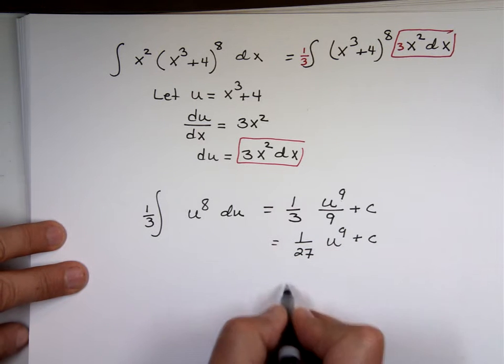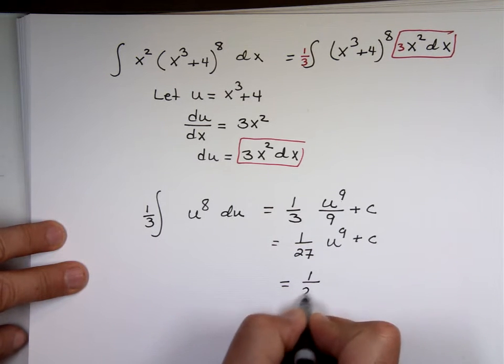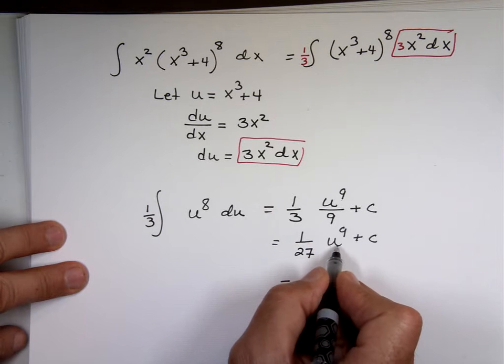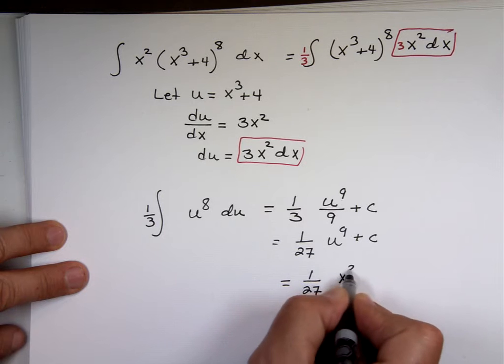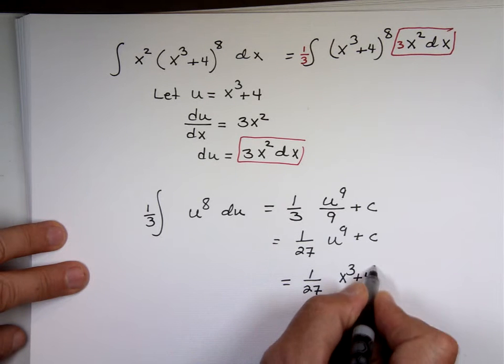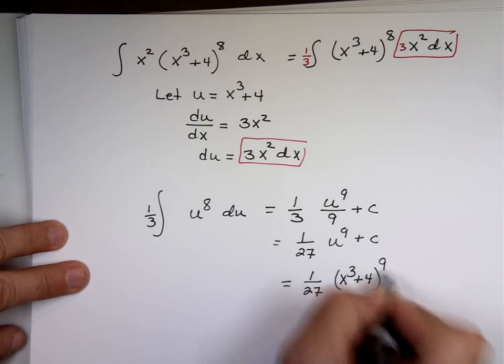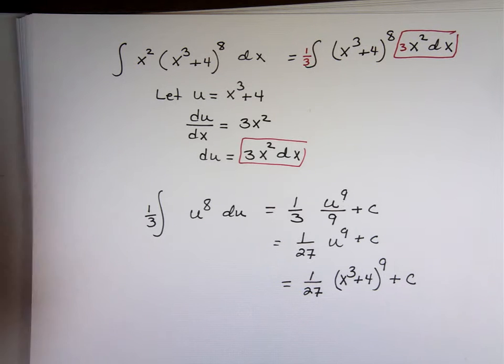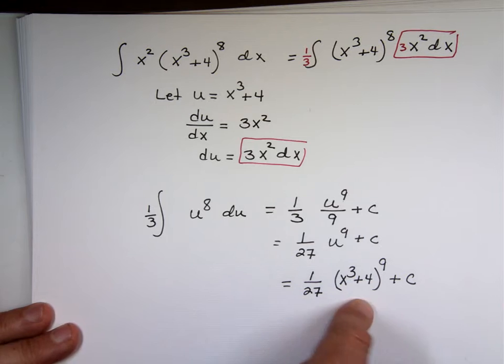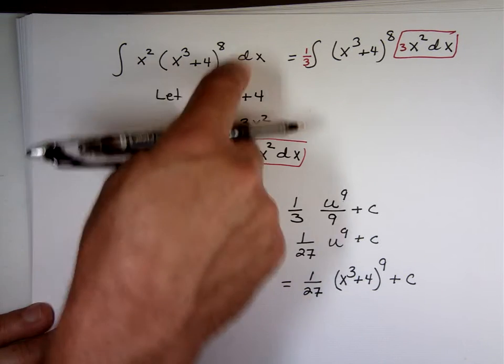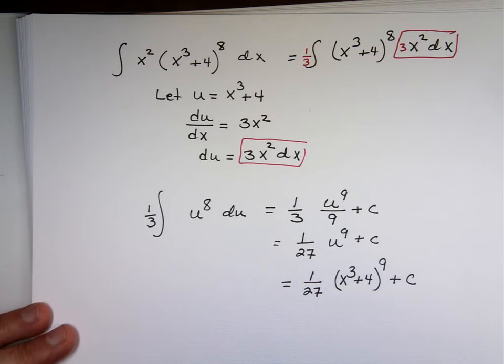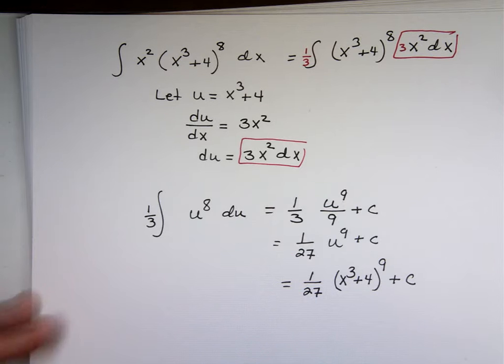I've got to change it back to x. What is u equal to? x cubed plus 4, to what power? To the 9th power plus c. So I guarantee you, if I take the derivative of that, I'll end up with that answer. Instead of going, yeah, sure, we believe you, let's test it.